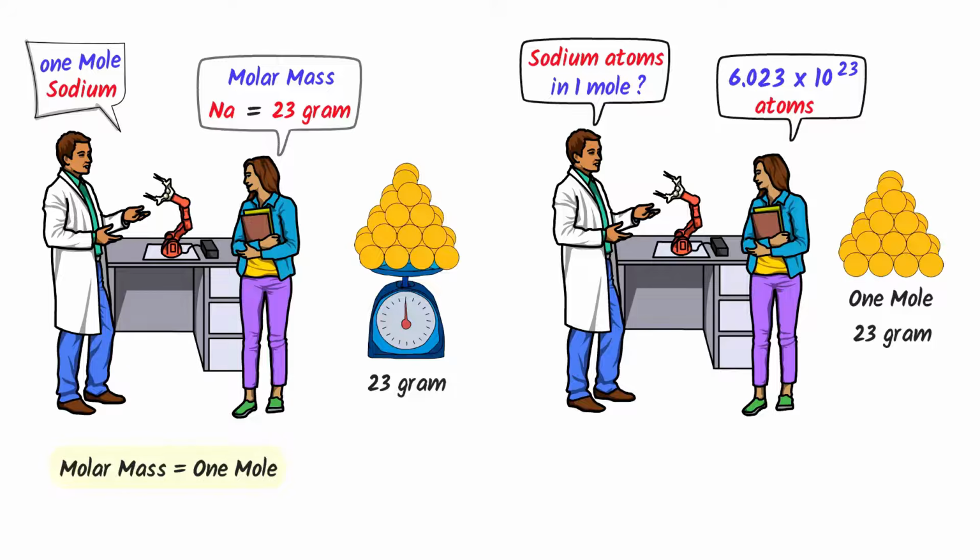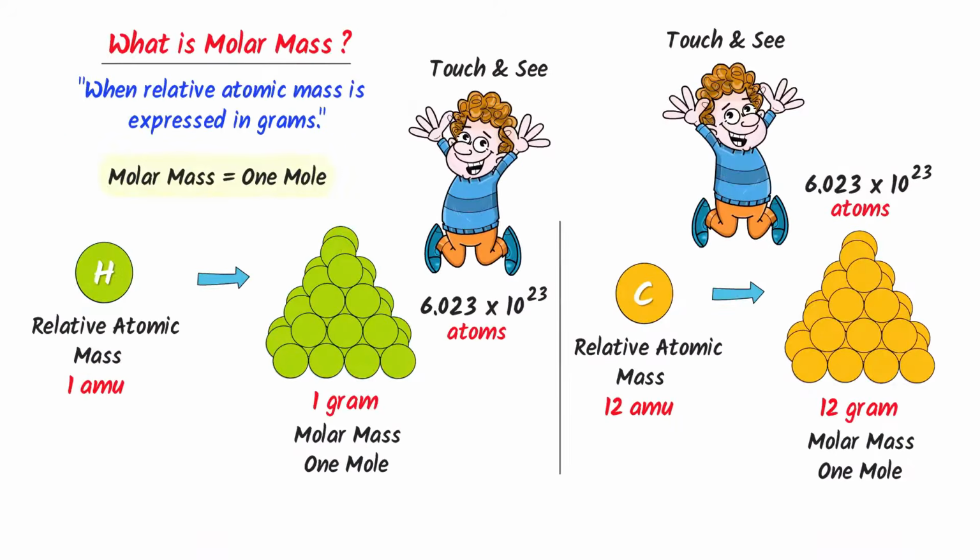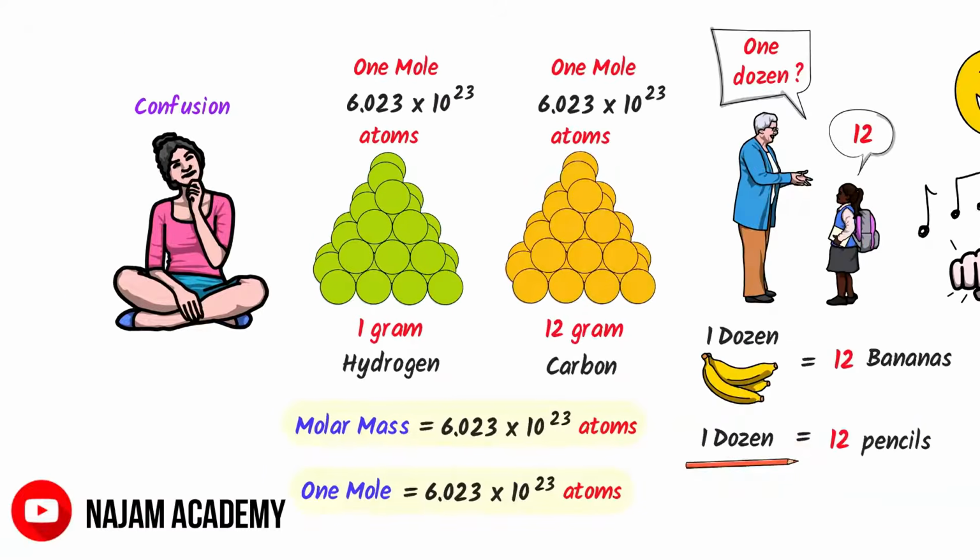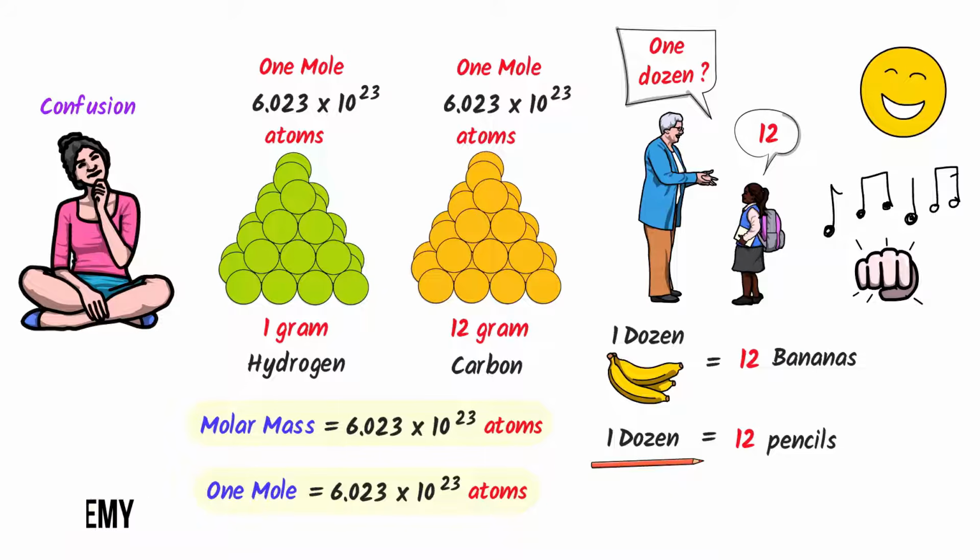To summarize my lecture, we learn that when we express relative atomic mass in grams, it is known as molar mass or 1 mole. Secondly, we learn that 1 mole or molar mass contains 6.023 × 10^23 particles. I hope that you have learned all about the molar mass.